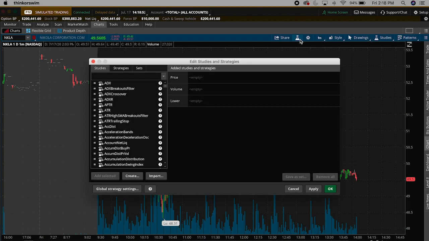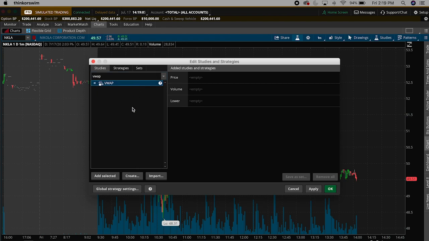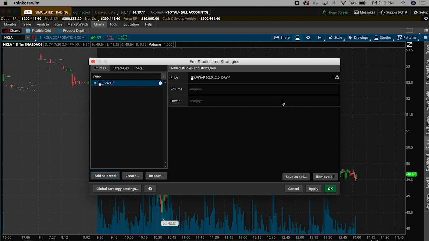The VWAP strategy is great because there's little risk. I'm not going to say that there's no risk, because there's always going to be risk when you're trading stocks, but this helps you minimize it a lot. So the first ticker, obviously, we're going to add is the VWAP indicator. Boom, add selected.